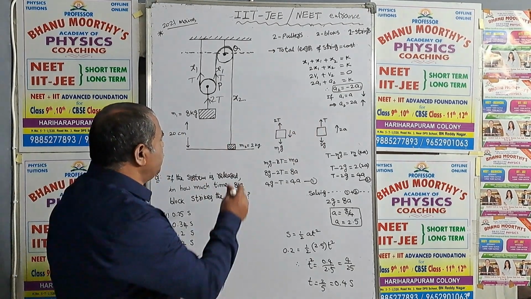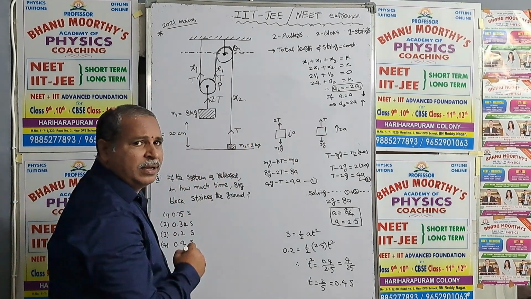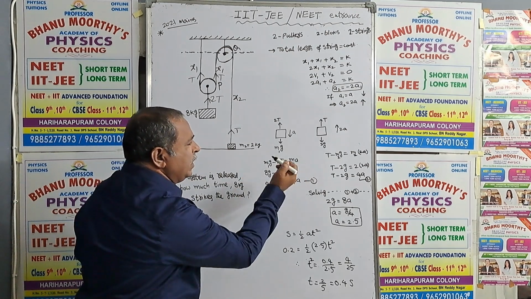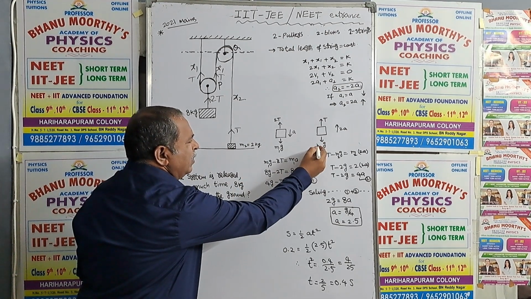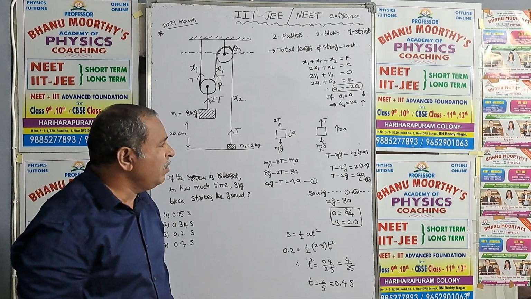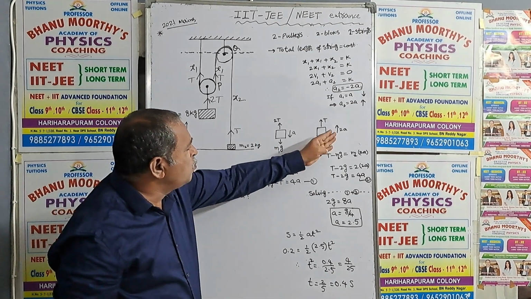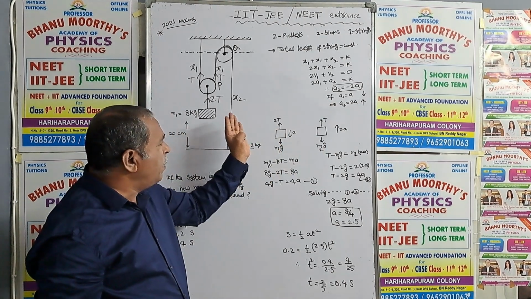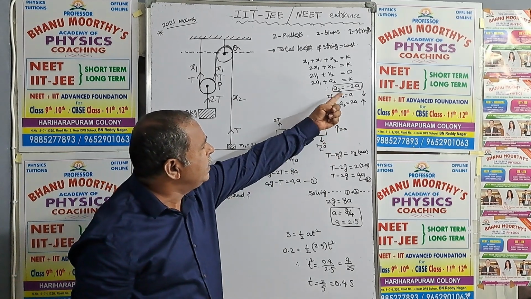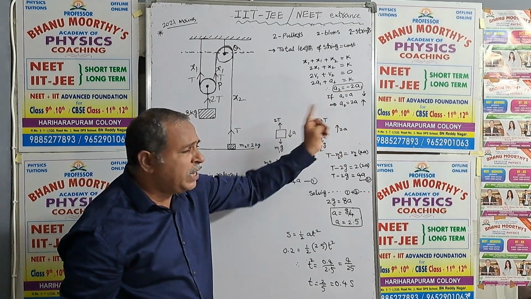Upward force is tension. And downward force is M2G. This is M2G. And this block is moving up, no? This block is moving up with acceleration 2A. We got the relation here. Acceleration is 2A.